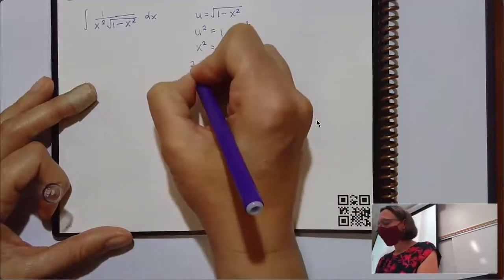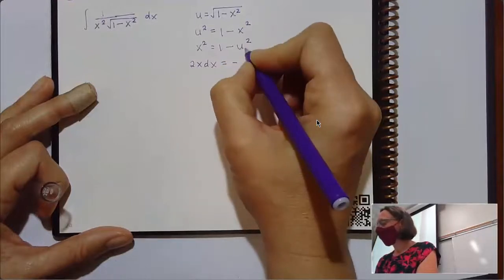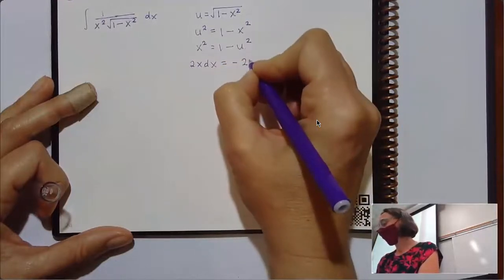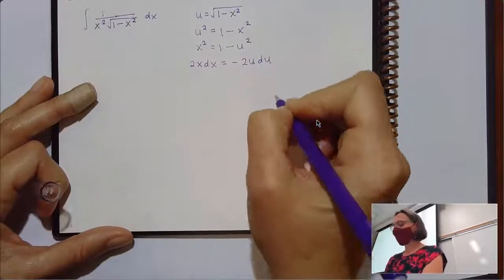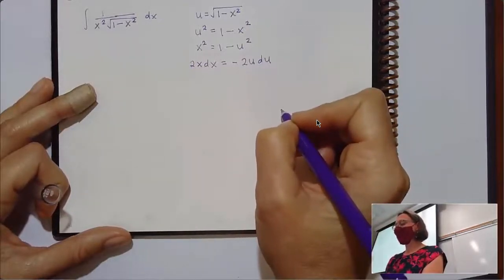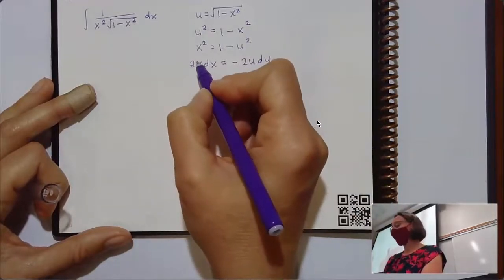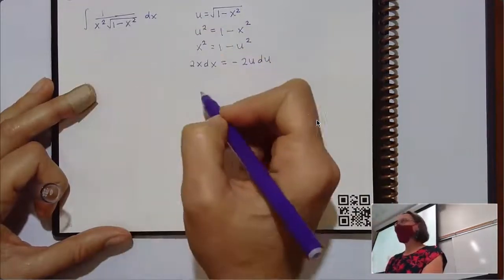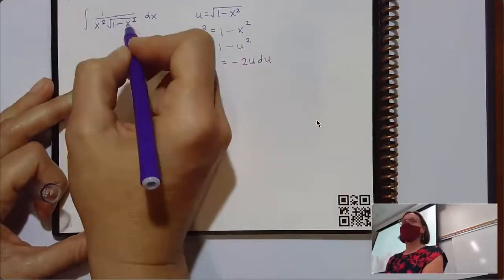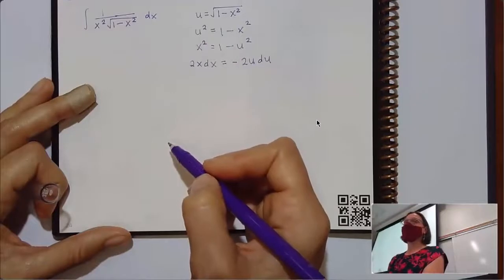So I know that 2x dx would be equal to negative 2u du. And this is where I would go, yeah, I'm still stuck. I still don't have this x that I need. There isn't really a way past this. I'm still stuck.